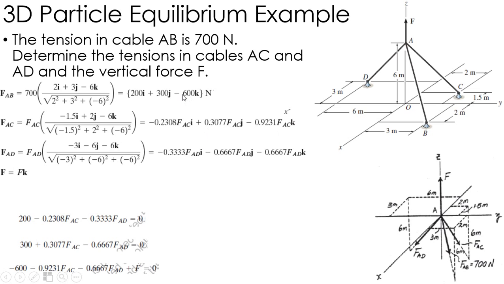Z component, I get -600 minus 0.92 FAC minus 0.67 FAD plus F equals 0. So again, this is the sum of the forces in the x, the sum of the forces in the y, and the sum of the forces in the z direction. They all equal 0. So right here I have 3 equations, 3 unknowns, which I can solve algebraically through the magic of substitution and all sorts of stuff.